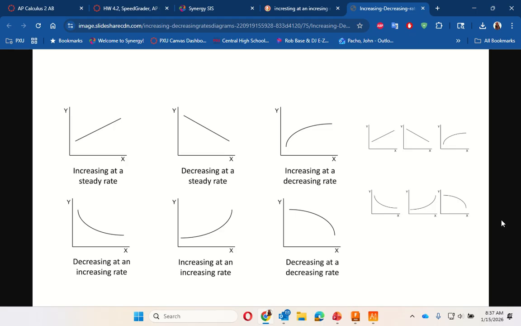Okay, so decreasing. Let me see. Decreasing at an increasing rate. Increasing at, decreasing at a decreasing. Hey, you're right. You're right. Maybe that's why. Okay.